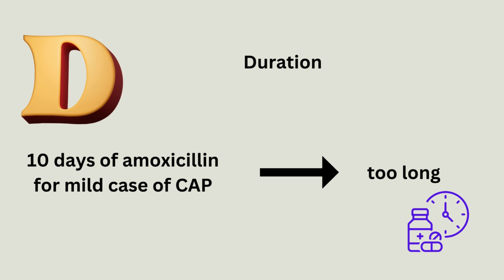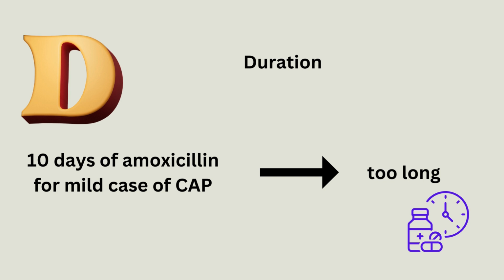As a second example for duration, the optimal duration of amoxicillin for a mild case of community acquired pneumonia is 5 days only, but it was prescribed for 10 days, which is apparently too long. Prolonging treatment beyond what is necessary doesn't necessarily improve patient outcomes. Instead, it increases antibiotic exposure, raising the risk of side effects and antibiotic resistance. Furthermore, it disrupts the body's normal flora, potentially causing antibiotic associated diarrhea.